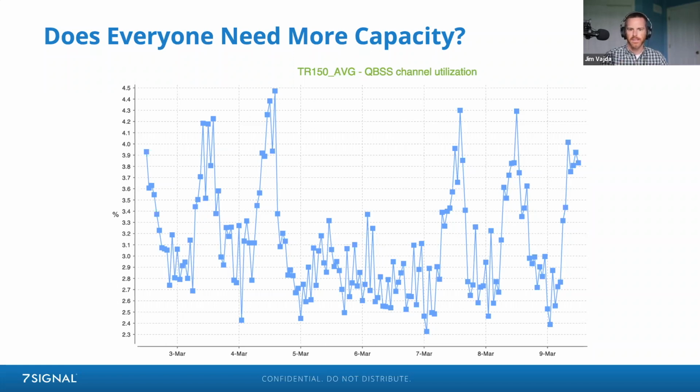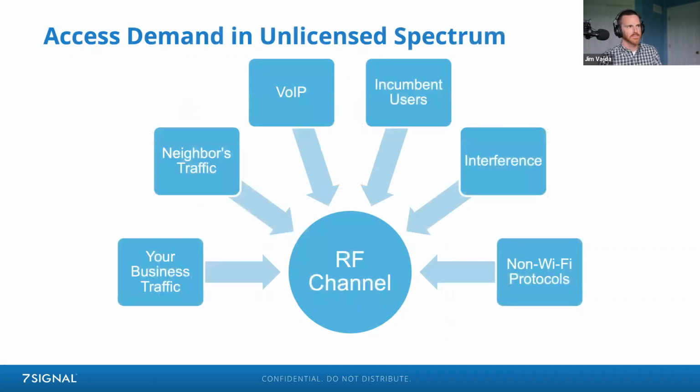Certainly it is a use case for some networks, but for many, I don't think capacity is a big driver for 6 gigahertz. What I do think is a big driver for it is improving channel access and lowering latency for reliable real-time applications.